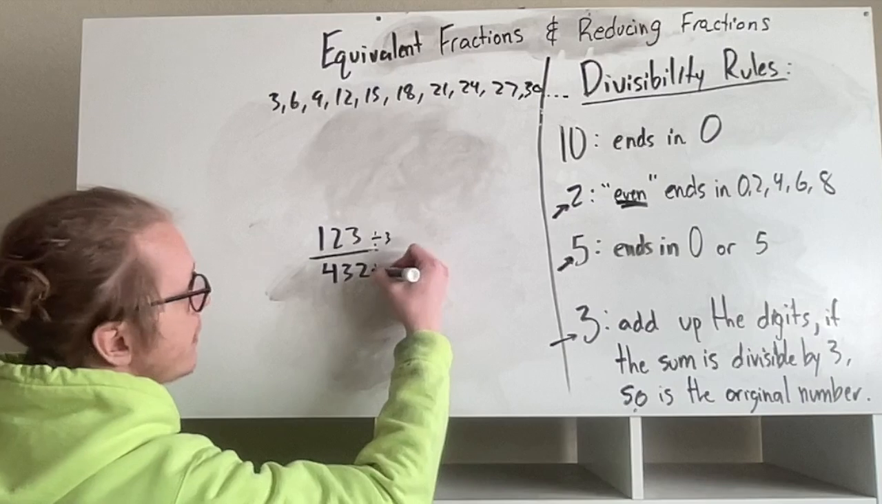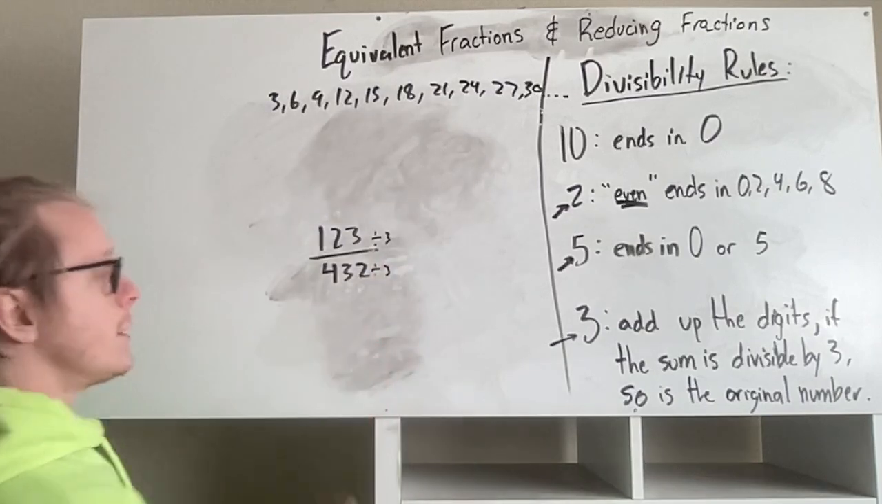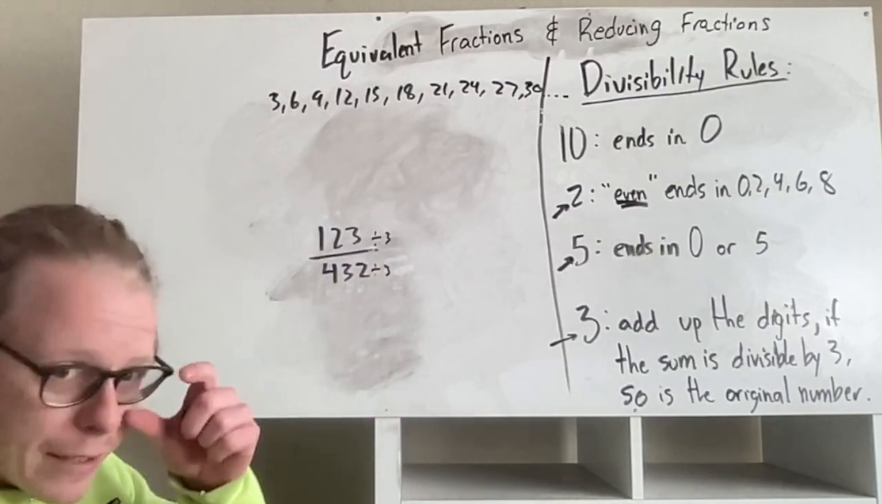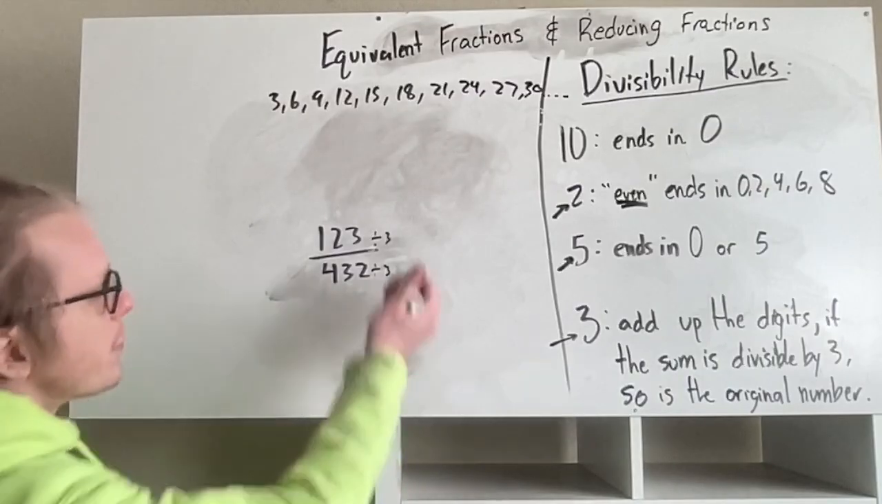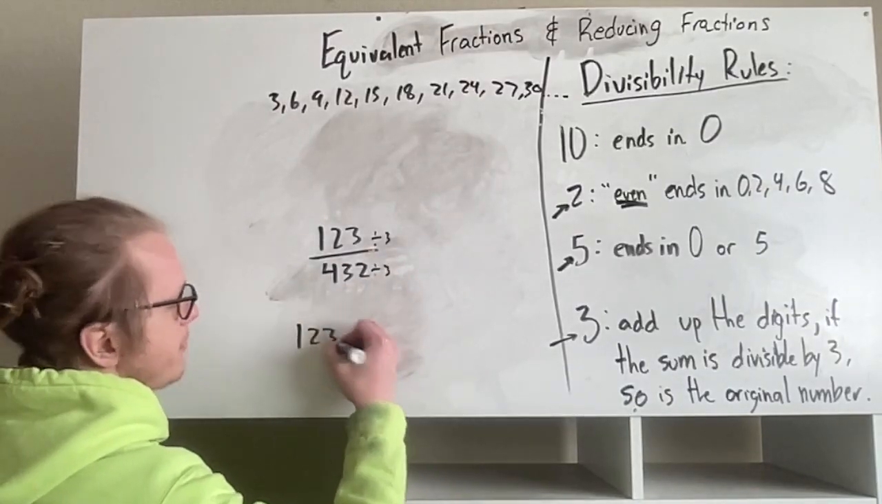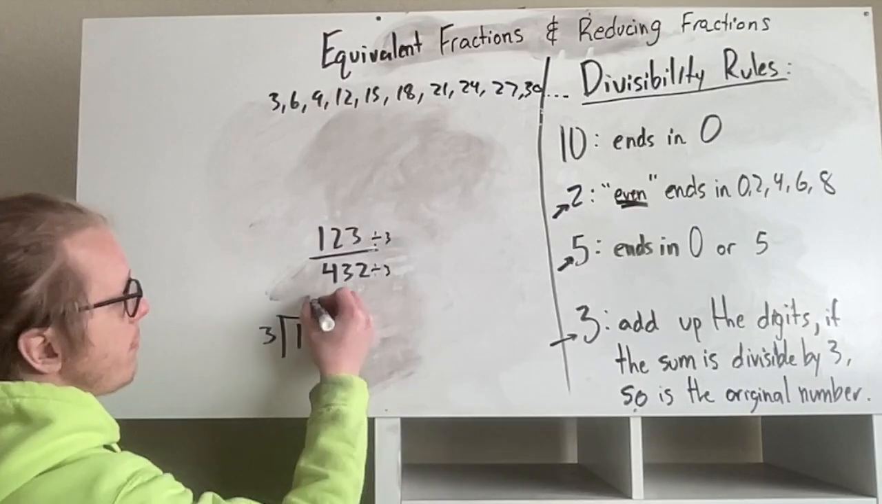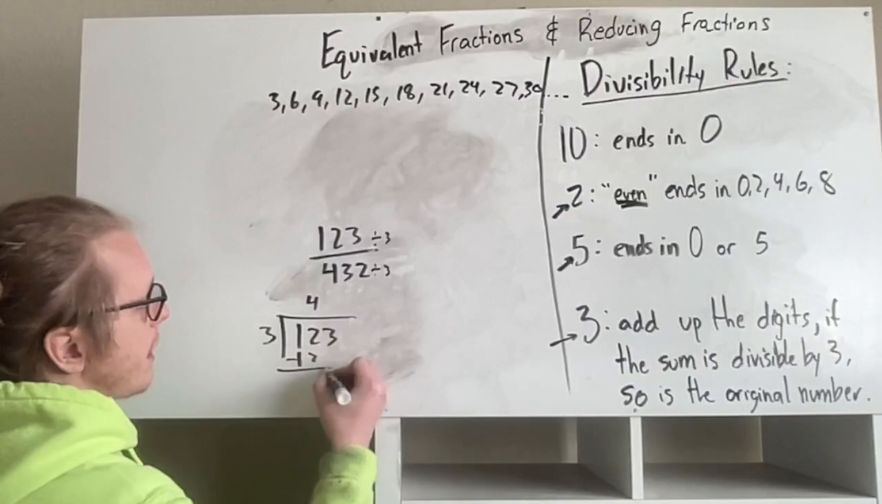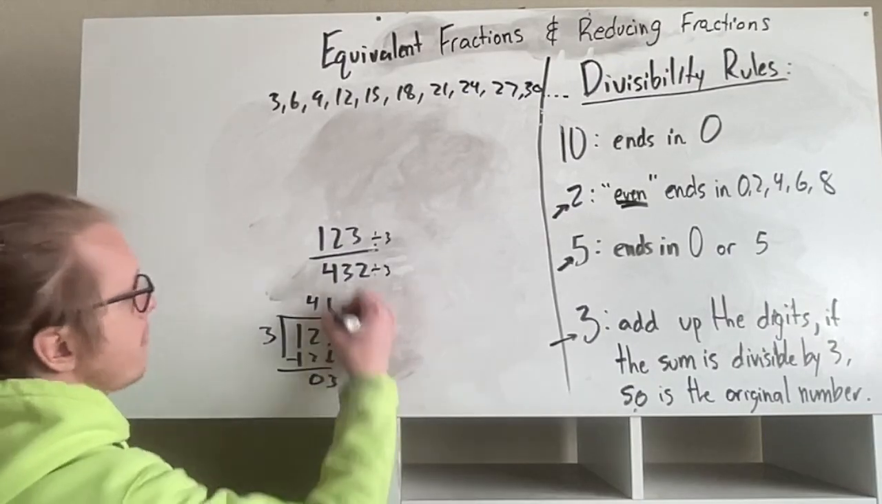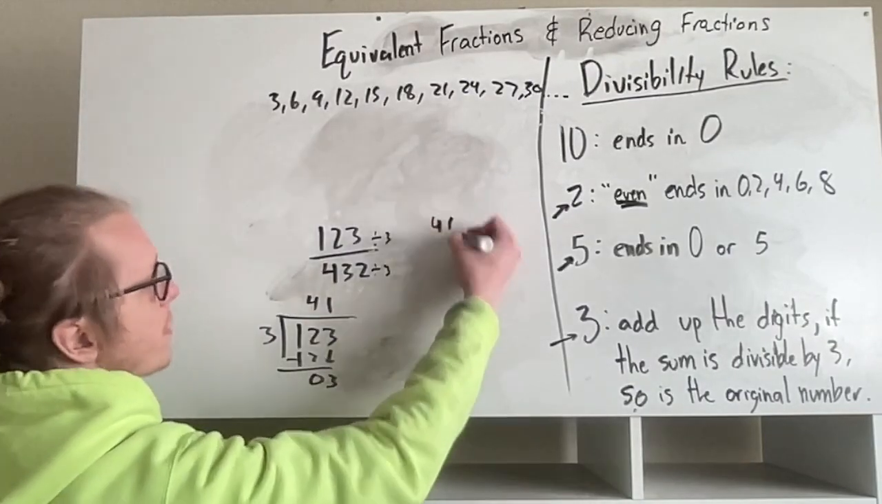Let's divide by 3. Again, I'm going to have to do some long division. Maybe I could do it in my head, but let's go ahead and do some long division now. Can 3 go into 1? No. Can it go into 12? 4 times. Nothing left over. Bring down the 3. 41. Okay, so this becomes a 41.